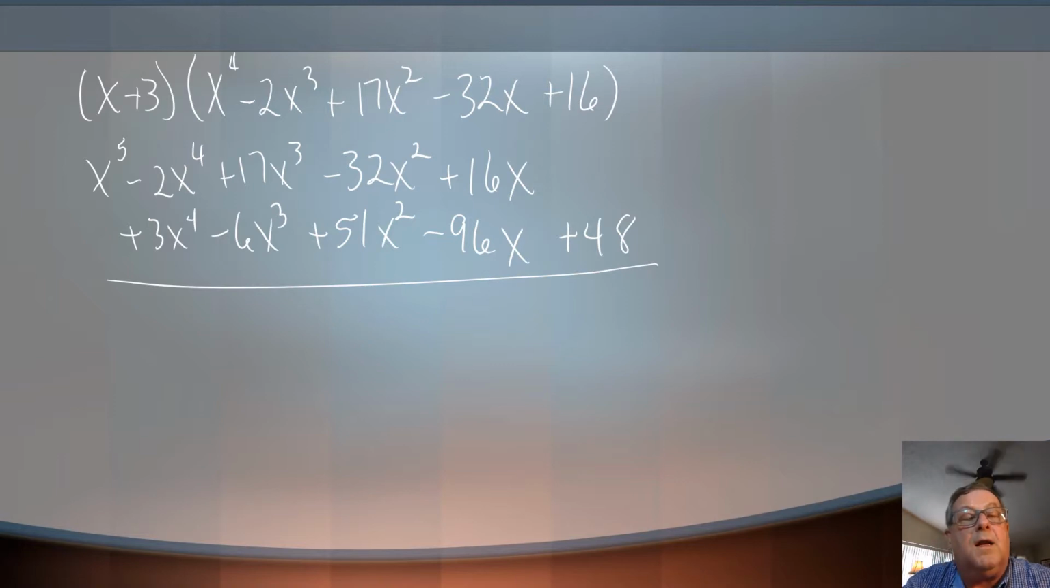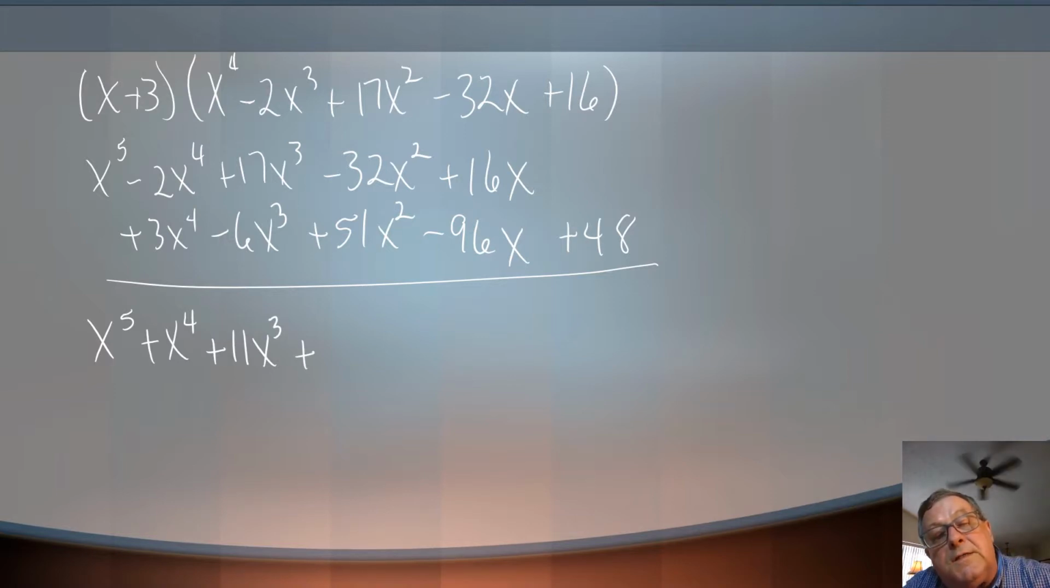And now let's combine like terms. So we've got x to the 5th. Negative 2x to the 4th plus 3x to the 4th gives me plus x to the 4th. 17x cubed minus 6x cubed gives us positive 11x cubed. Negative 32x squared plus 51x squared is going to be plus 19x squared.